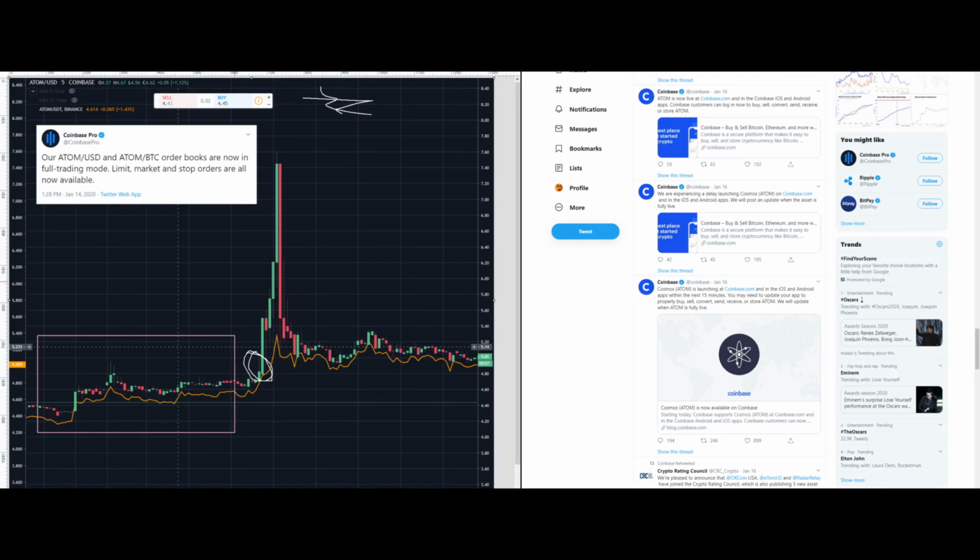At this point in time, this is when you should start having your interest piqued and trying to figure out what exactly is going on with this. So you run to Twitter, you run to Binance, you try and type in $ATOM, and see if any kind of news pops up. And what you're going to find is this Coinbase tweet, and there's probably a bunch of people getting excited about ATOM.